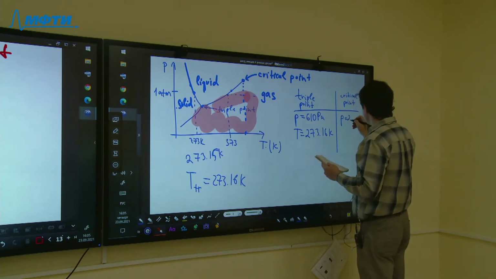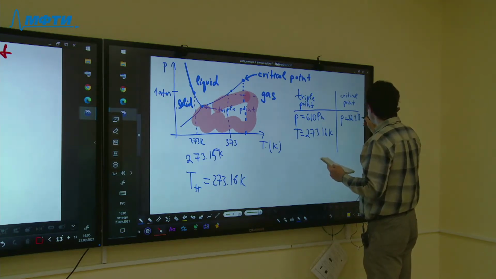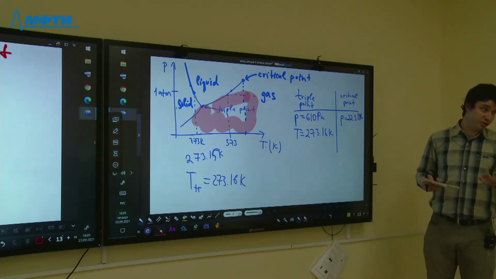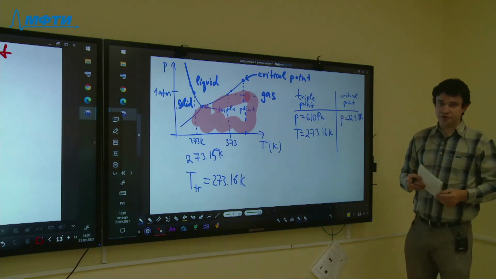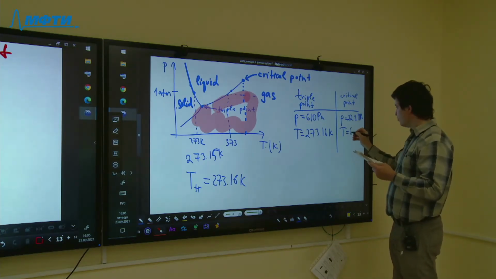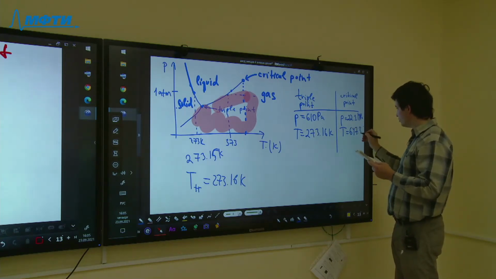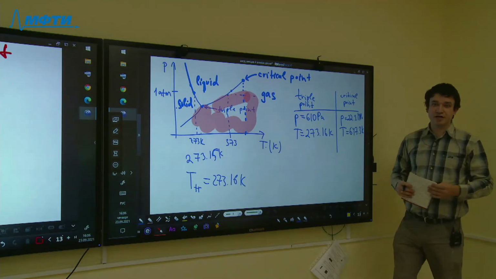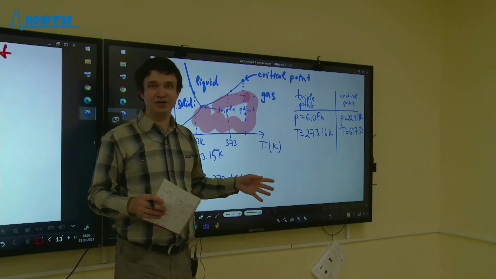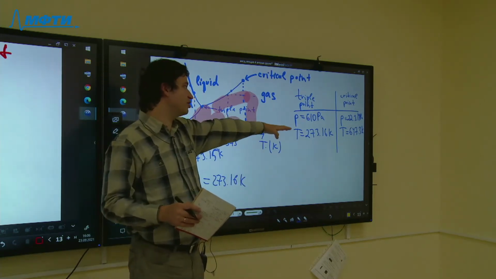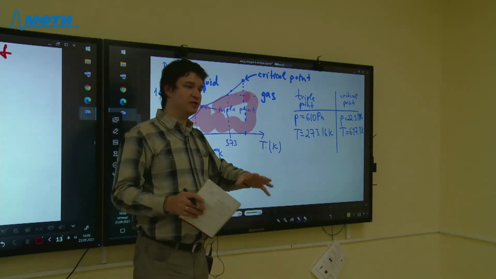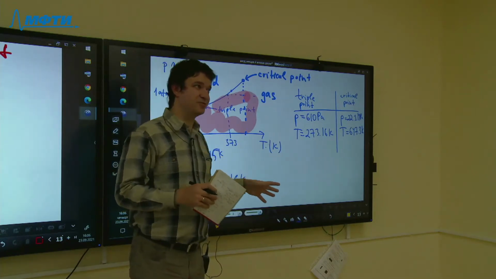While for the critical point of water, pressure equals 22.1 megapascals. So that means 221 atmospheres. That's really a huge pressure you need to achieve the critical point. And the temperature is 447.3 kelvins. So that's why it's almost impossible to observe the critical point in nature, because you can't achieve this kind of high pressure and this kind of very high temperature naturally. Probably you can do this, for example, inside some volcanoes or something like this.